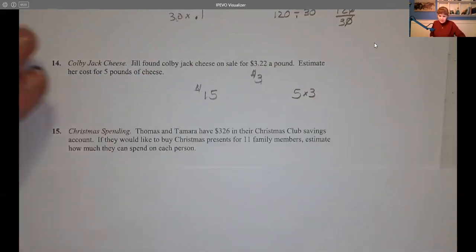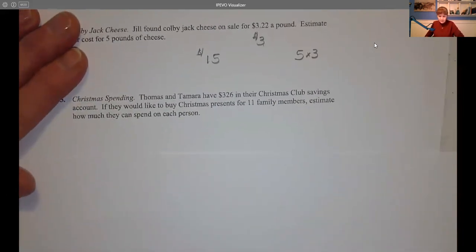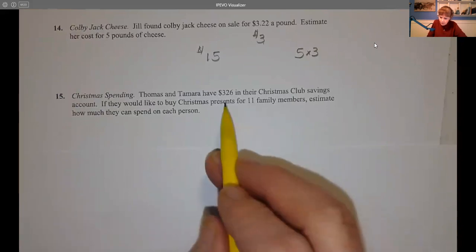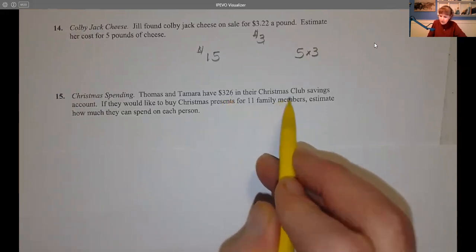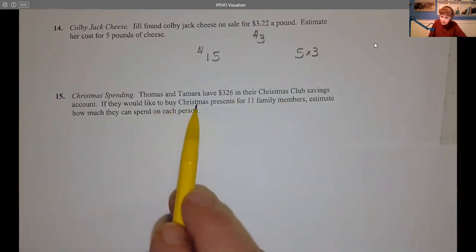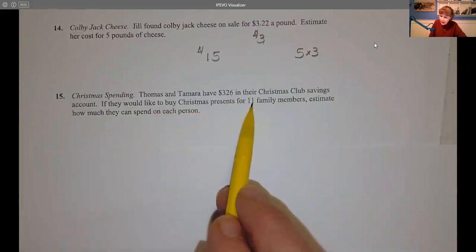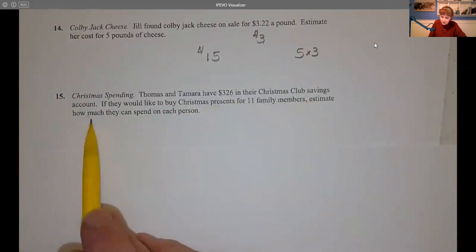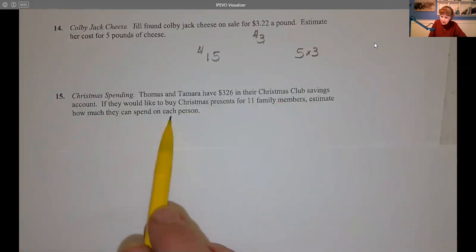Okay, let's go ahead and finish this last one and then be done with this lesson. Christmas spending. Thomas and Tamara have $326 in their Christmas Club savings account. If they would like to buy Christmas presents for 11 family members, estimate how much they can spend on each person.